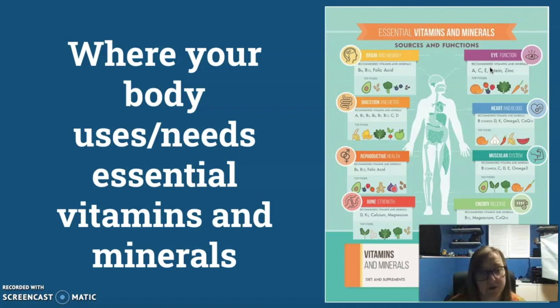Like bone strength, we all know that we need calcium for strong teeth and bones. I'm sure you guys have heard that when you were younger. I certainly did. But also things like garlic is good for your heart and your blood because it contains omega-3s. So these things are interesting, and we need to know kind of what we need to eat to keep ourselves healthy.